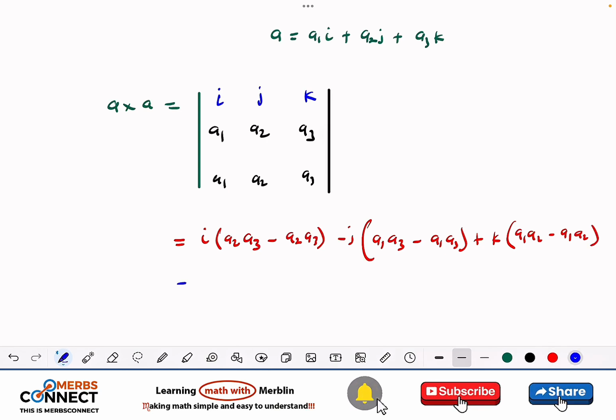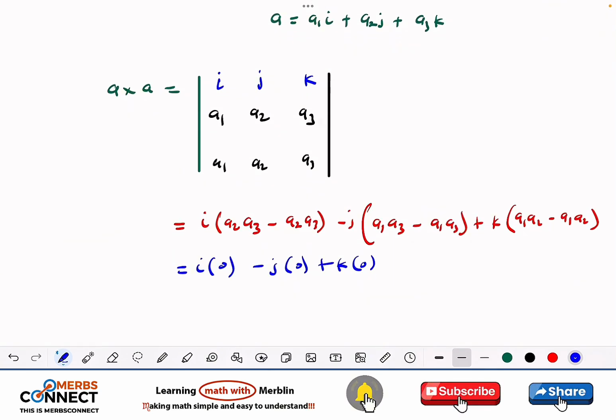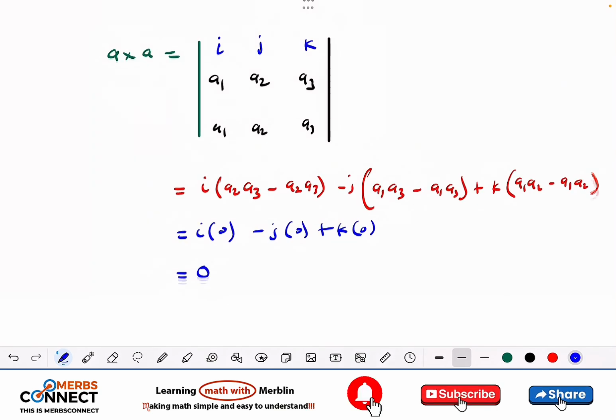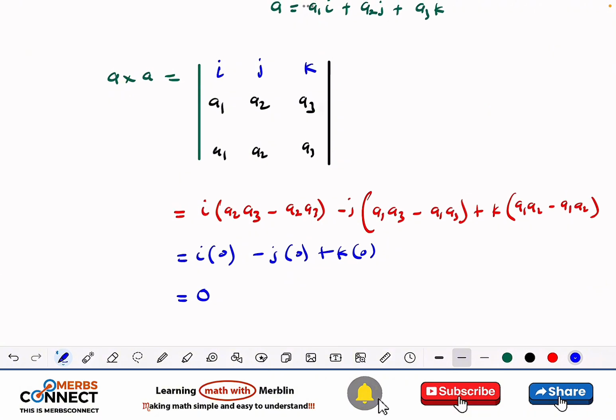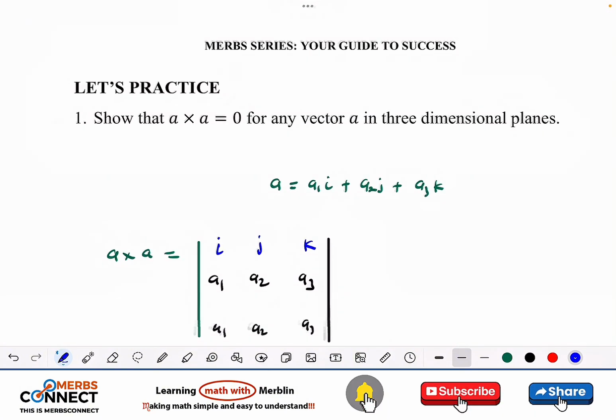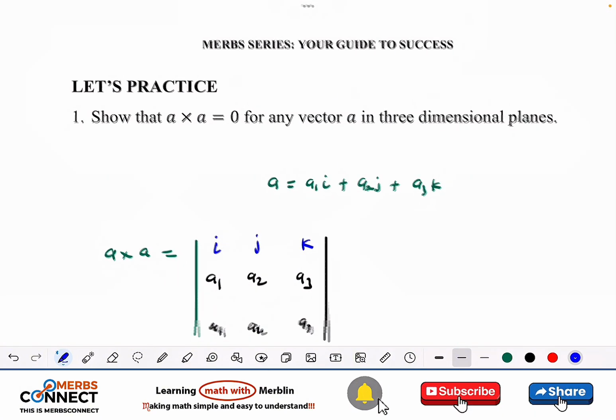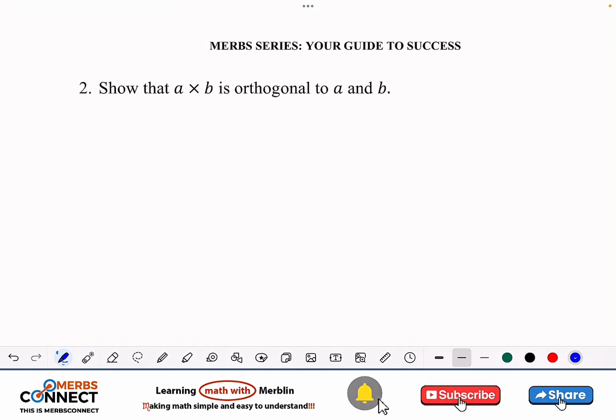And guess what? This is 0 because they are the same term, minus another 0, plus another 0. So this is going to give us 0. So this is very simple. That's all you need to do to show that A cross A is equal to 0. Let's look at question 2.